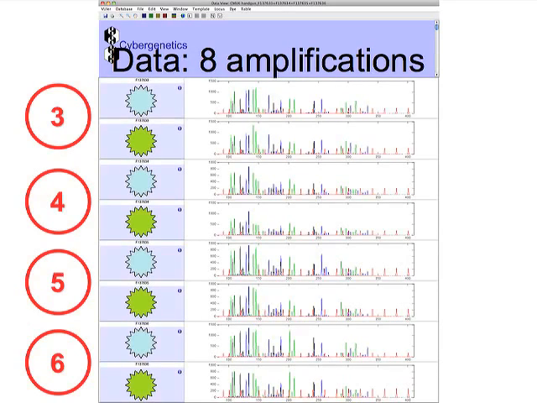This is what the data looks like. The pictures that you're seeing are all taken from the TrueAllele viewer interface. So here we have for the base of the gun, here are two amplifications. Here's the SGM Plus profile that was done. And then similarly for swabbing 4, here are the two amplifications. So altogether there are 8 amplifications.